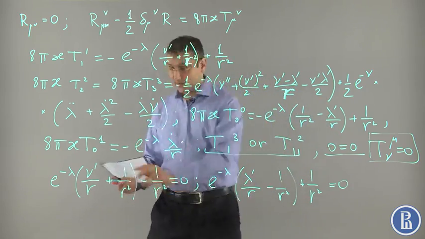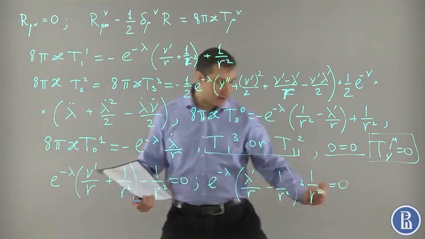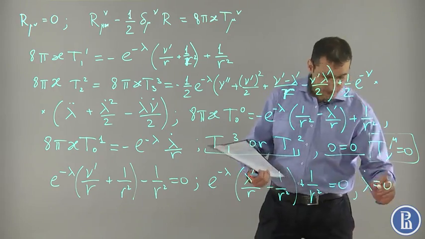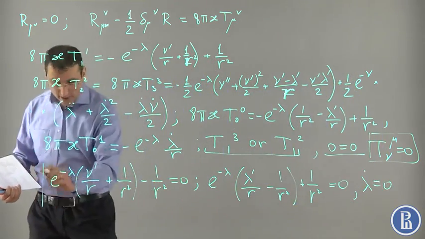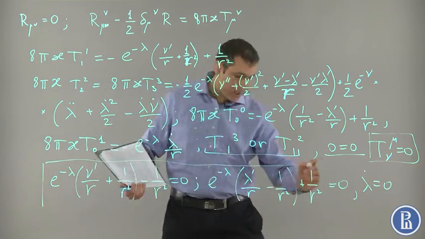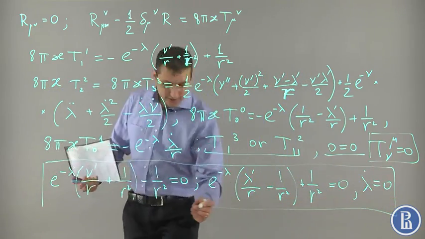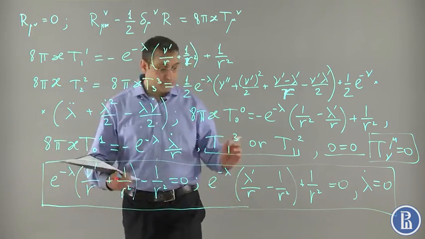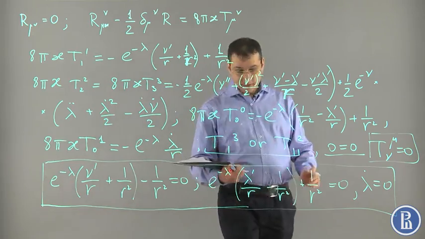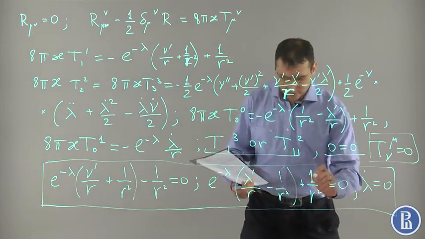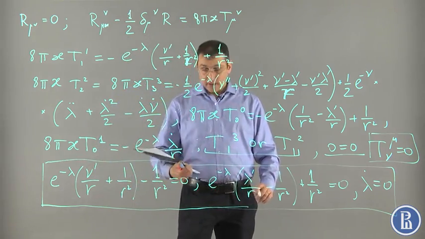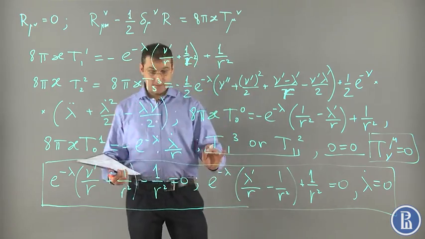And finally, this equation gives us lambda dot equals 0. So these are the equations we obtain from the Einstein equations for the metric ansatz, for the given form of the metric. Let me just stress one thing.